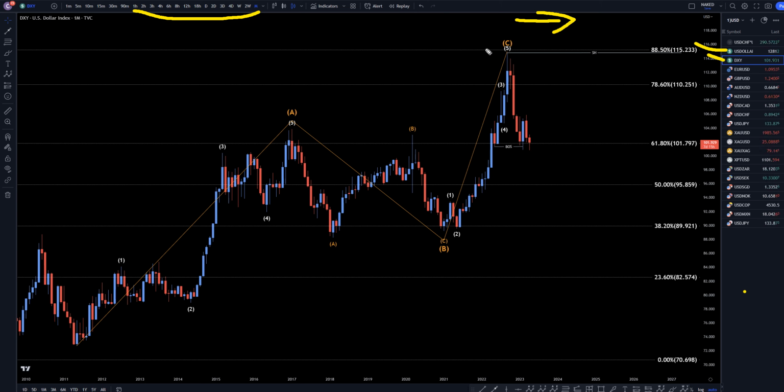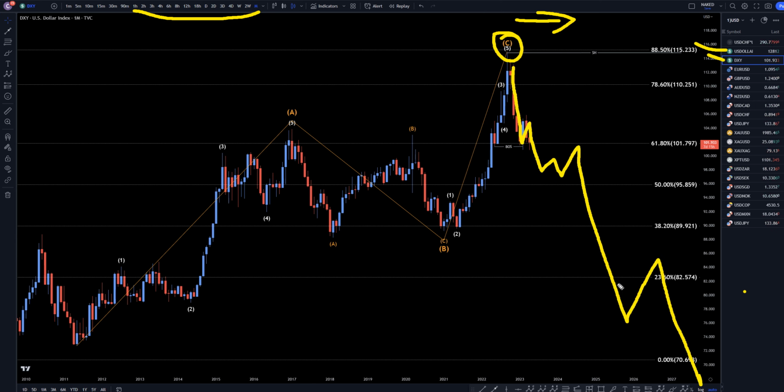So on the DXY monthly, I still think there's a very good possibility this is the end of a correction right here, the end of a big ABC. If that is the end of a big ABC correction, then this will end up continuing the downtrend, making lower lows, lower highs, probably eventually taking out this low, because that's what happens at the end of an ABC correction, whether you're talking about the monthly, the 1 minute time frame, or anything in between.